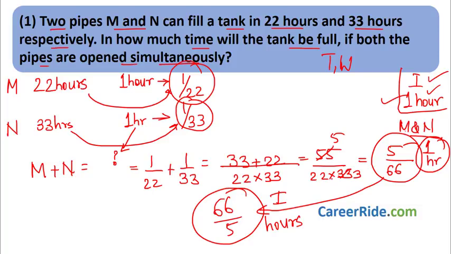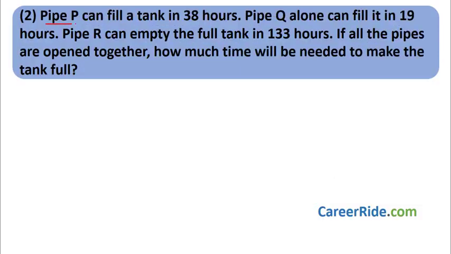Okay. Moving to question number 2. Pipe P can fill a tank in 38 hours. Pipe Q alone can fill it in 19 hours. Pipe R can empty the full tank in 133 hours. If all the pipes are opened together, how much time will be needed to make the tank full? Again, this is very easy. It is similar to the previous sum. Let's see how to solve this.